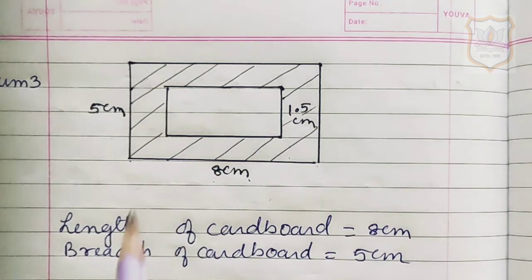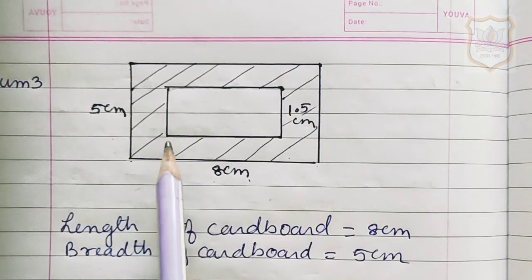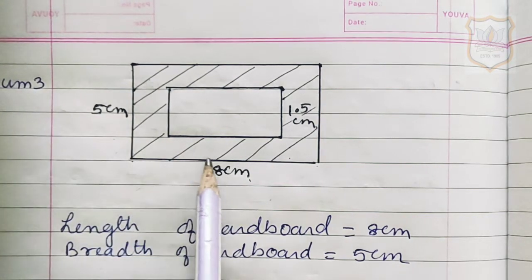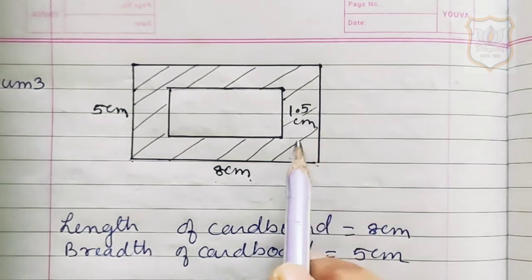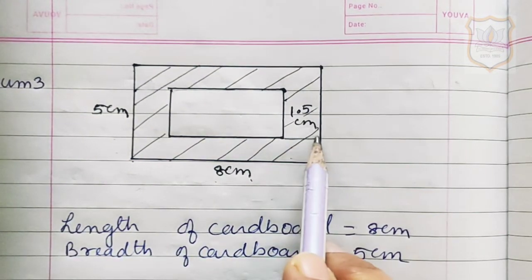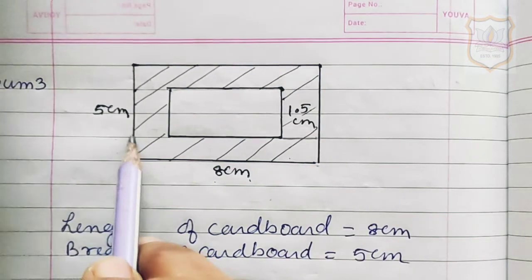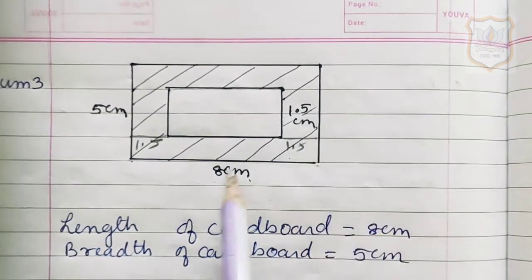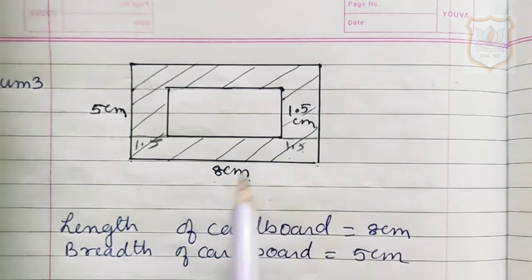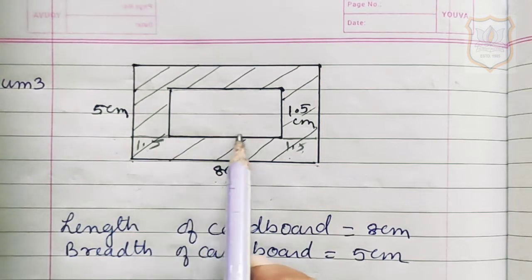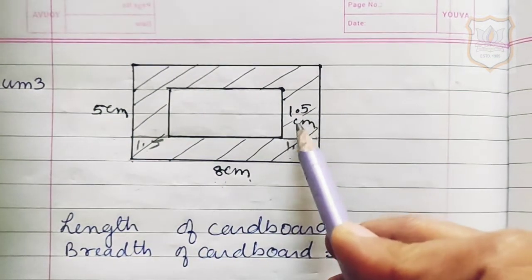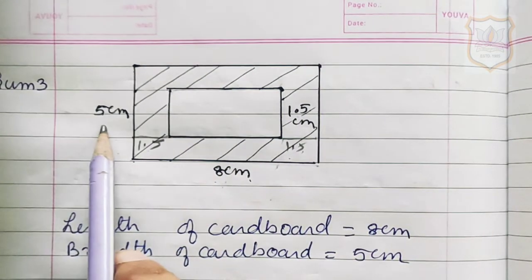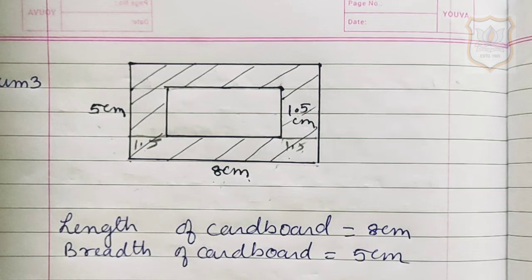Now students, we have to find out the area of this inner rectangle. For that, first we will find out the length and breadth of this inner rectangle. Now this much length is 8 cm and here this much space, this much margin which we have left is of 1.5 cm and this much is also 1.5 cm. So by subtracting 1.5 and 1.5 from 8 cm we will get the length of the inner rectangle. Similarly, by subtracting 1.5 from this side and 1.5 from this side from 5 cm we will get the breadth of the inner rectangle.